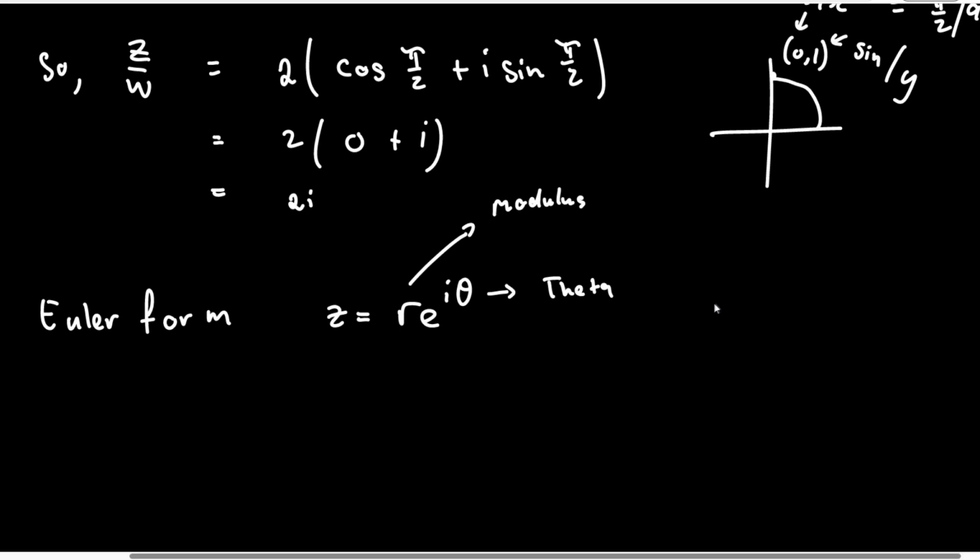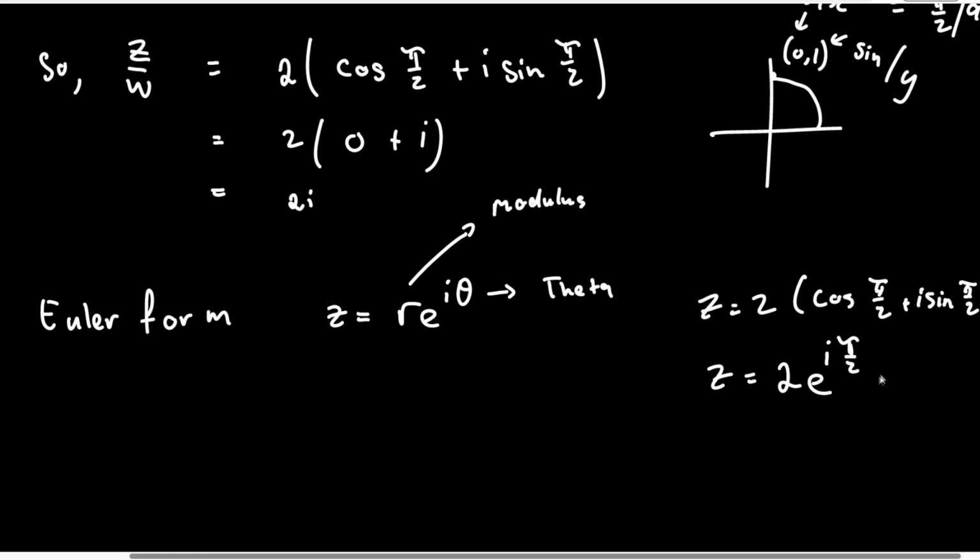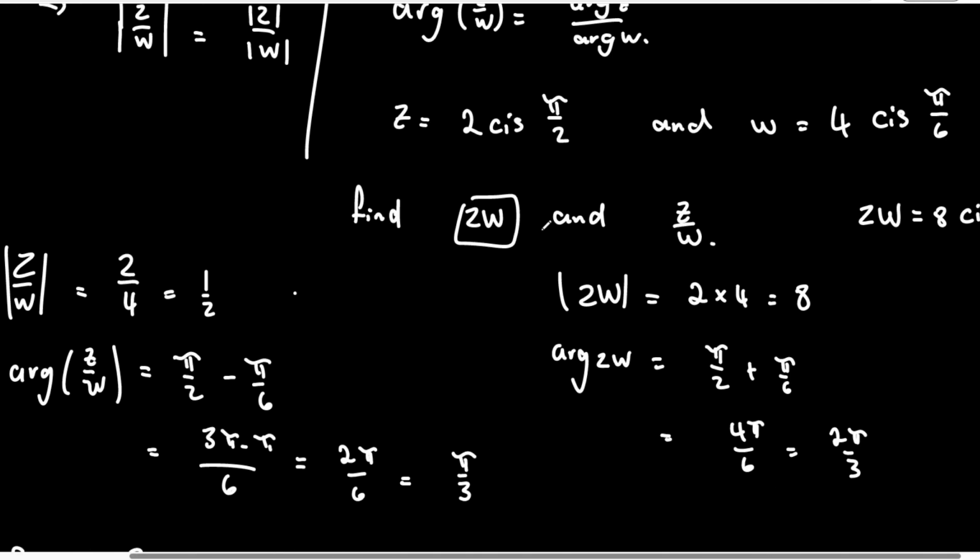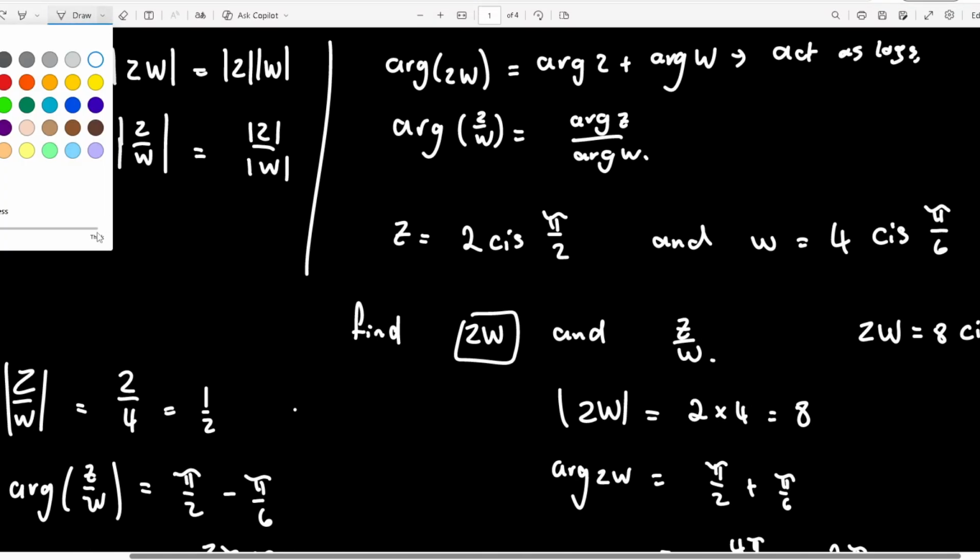So for instance, let's say I got the following: 2 cosine pi over 2 plus i sine pi over 2. If I had to write this in Euler's form, I could just say 2 e to the i pi over 2. Very easy, very straightforward. Again, easy as throwing a rock.